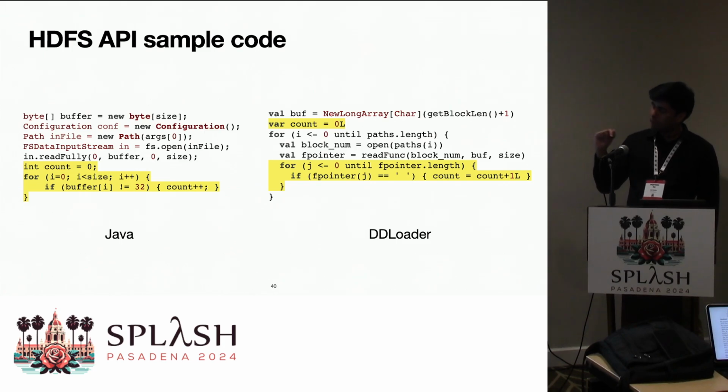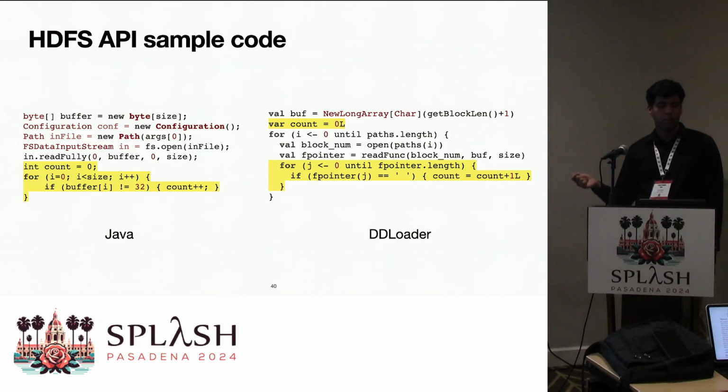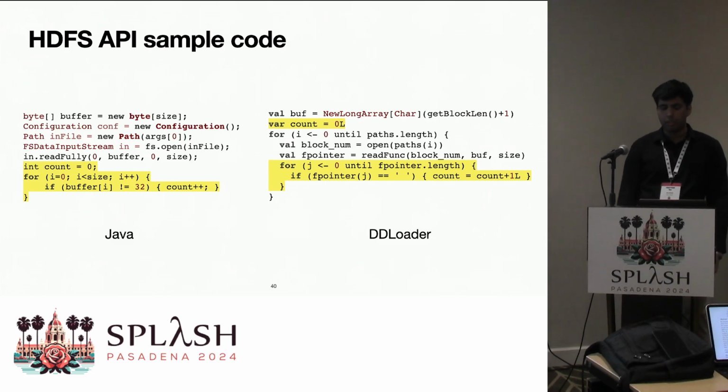Looking at the two programs side by side, we can see that other than the block-level programming model, the two programs are mostly identical. And this is one of the main contributions of DDLoader, where we say that the user can provide a similar high-level program that they would write using the Hadoop APIs, while still being able to generate specialized code that would give better performance.